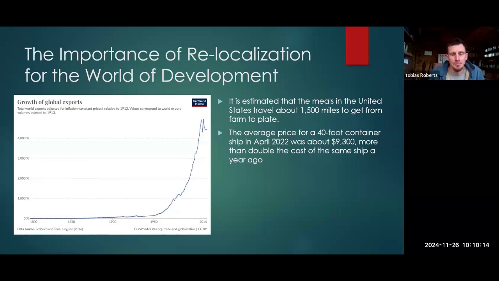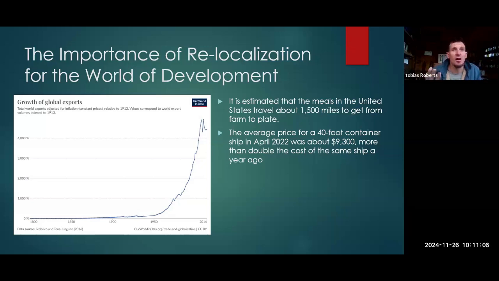At the same time, something very interesting is the average price for a 40-foot cargo ship container, those huge containers stacked on top of the cargo ships that run the shipping industry. The cost in April of 2022, after the pandemic, was about $9,300 to ship one 40-foot container, right? It could contain food, it could contain electronics, whatever is being transported. That price was double the cost of the same shipment a year ago. In 2019, pre-pandemic, the cost of shipping one 40-foot container was about $4,500. In 2022 it was about $9,300, and today it's up to about $12,000.